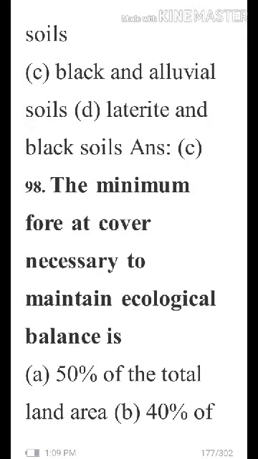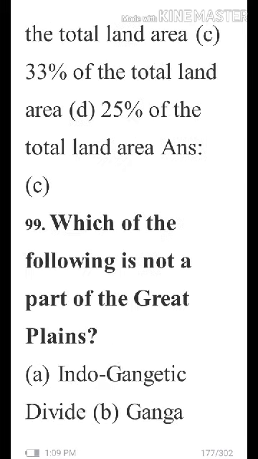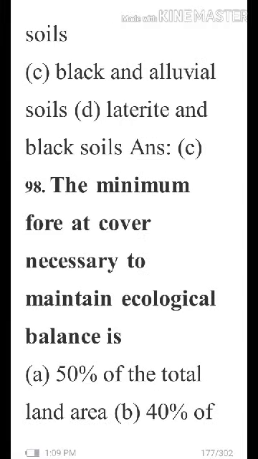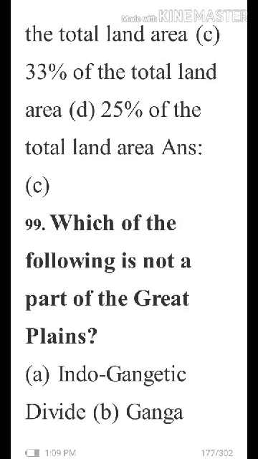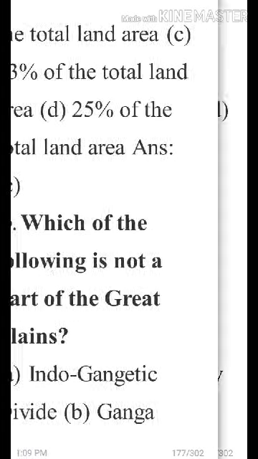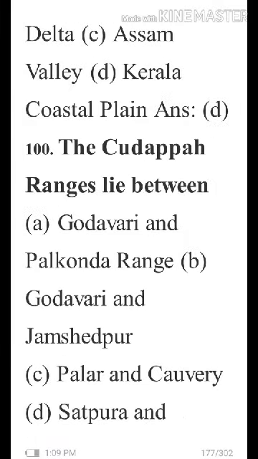Next question, the minimum forest cover necessary to maintain ecological balance is 33% of the total land area. Which of the following is not a part of the Great Plains? Kerala Coastal Plain.